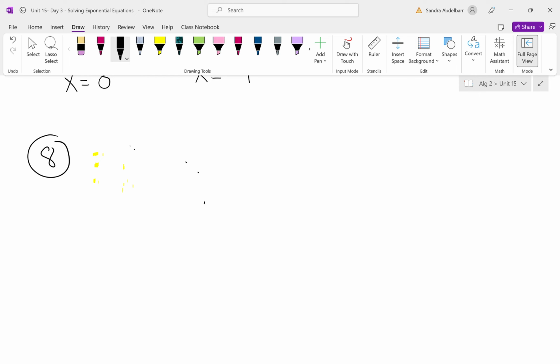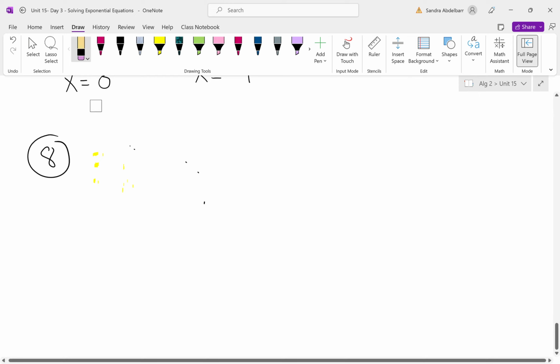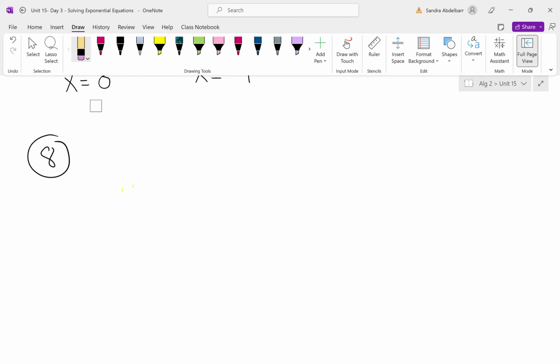So let's say, I need a bigger eraser here. Why is it so small?